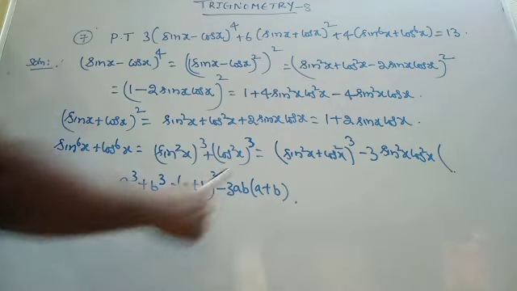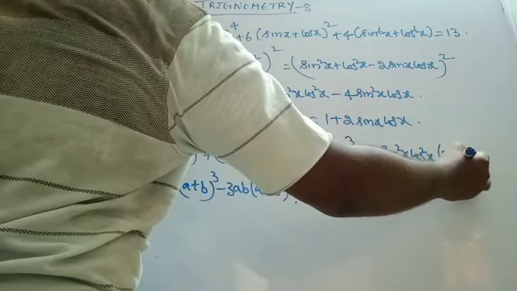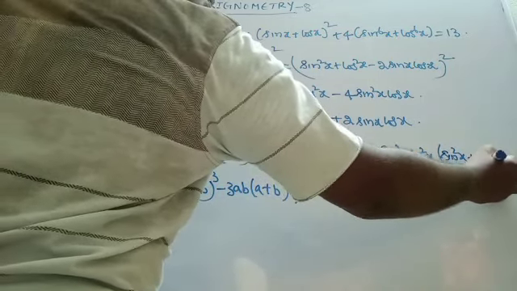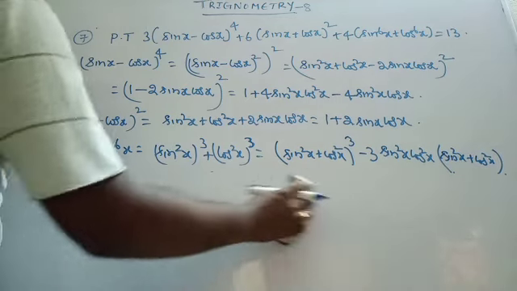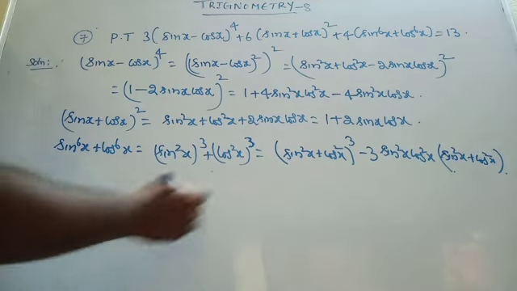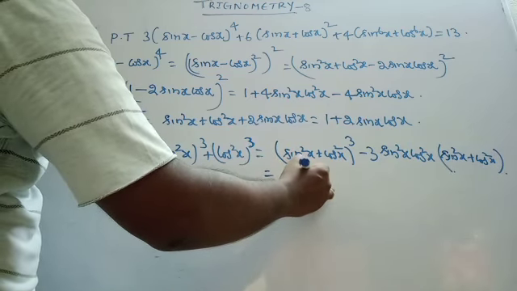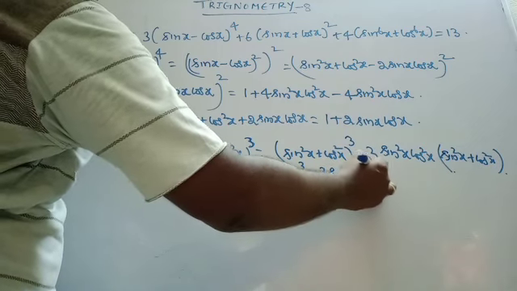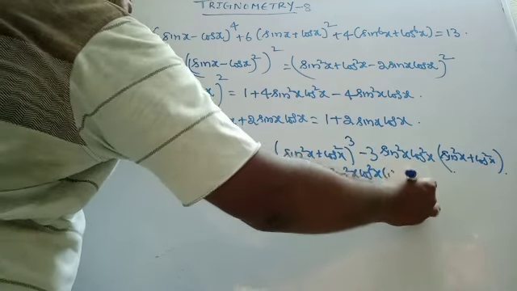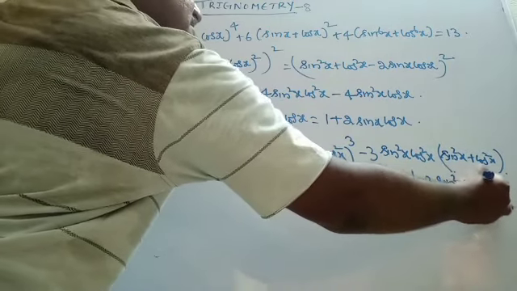Here a is sin square x and b is cos square x, so a plus b is sin square x plus cos square x. Once you use this fact, you know that sin square x plus cos square x is 1. Wonderful. That means this is 1 cube, my dear student. This is 1 cube minus 3 into sin square x cos square x into 1. And of course, this is nothing but 1 minus 3 sin square x cos square x.